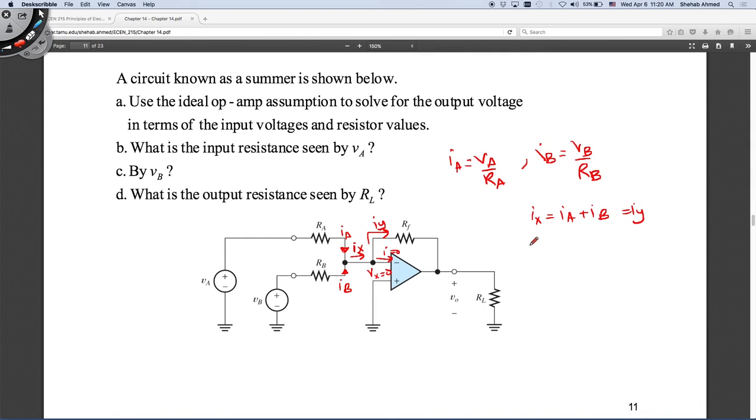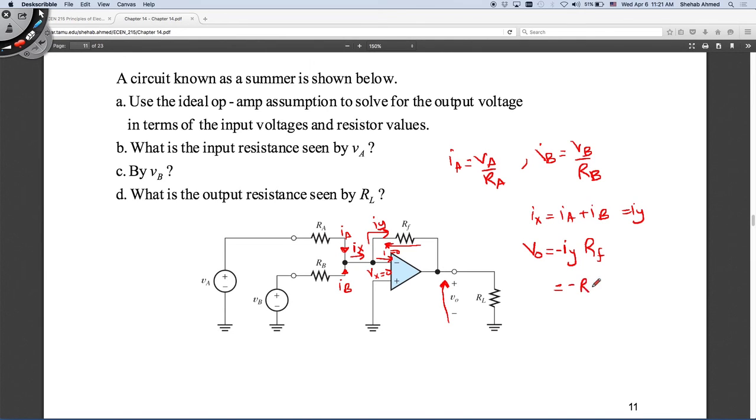What is V output? Remember, we want to know what the output voltage is. Always, that's what we want to do. V output is equal to IY multiplied by RF. This is the current here and the voltage here. So minus, sorry, because this voltage plus the voltage across the resistor is equal to 0 because of this condition here. So V output is equal to minus IY times RF, and IY is equal to IX.